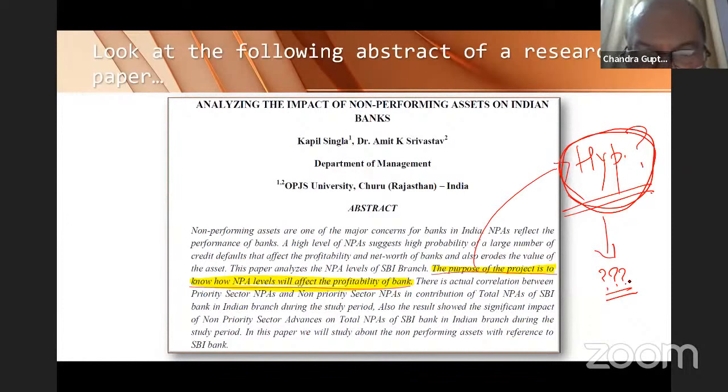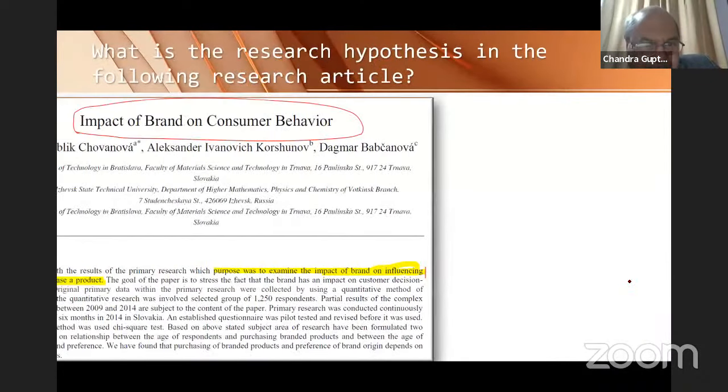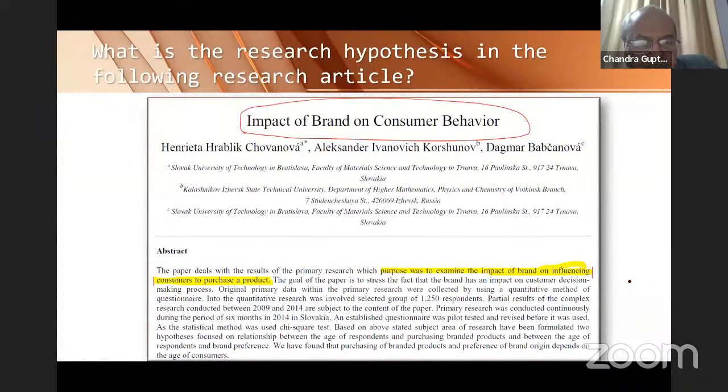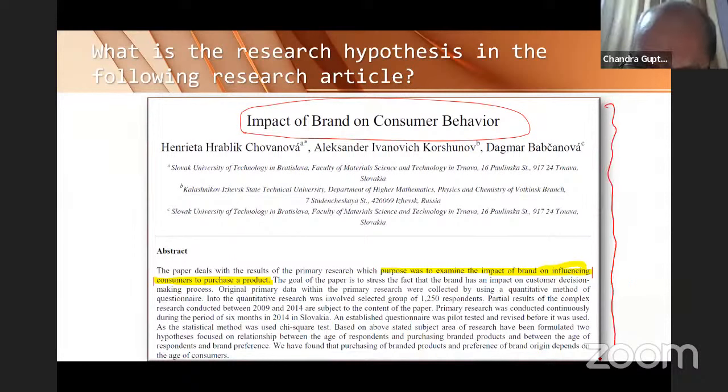Anyway, I will come back to this. Some say hypothesis, some say no. We will come back to it before we actually come down to testing of hypothesis. Impact of brand on consumer behavior. The purpose of this study was to examine the impact of brand on influencing consumers to purchase a product. So in that case, do you see any hypothesis which is involved?